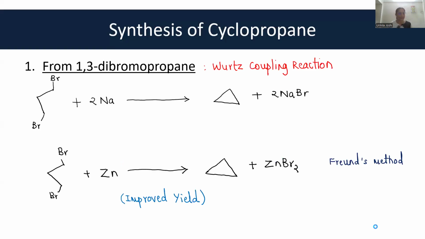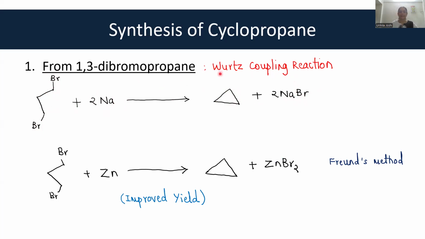Going to the synthesis of cyclopropane. The first method for synthesis of cyclopropane is from 1,3-dibromopropane. Look at this. This is 1,3-dibromopropane. There are already three carbon atoms, and what is needed is removal of these two bromines and cyclization. That is achieved by sodium. Sodium removes the bromine atoms, the substrate is cyclized, and sodium bromide is formed.